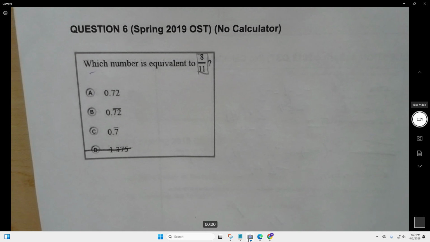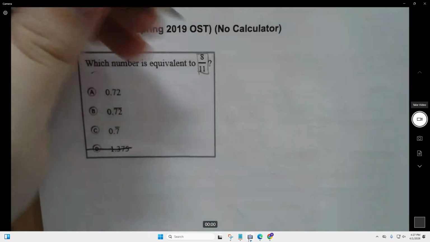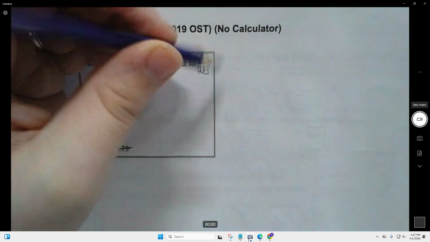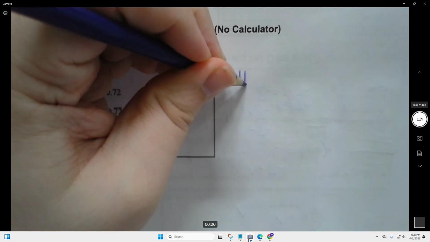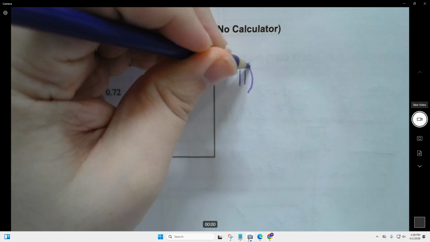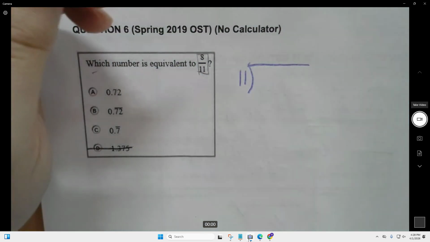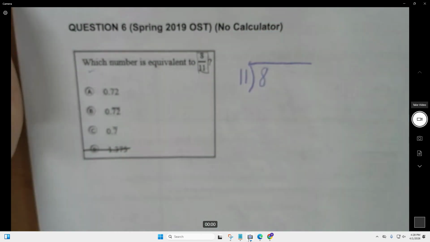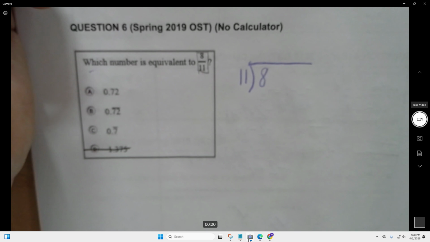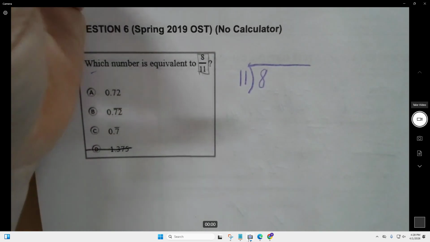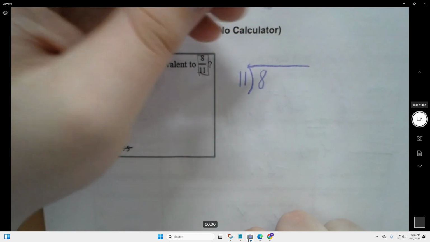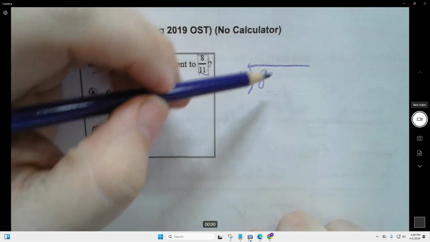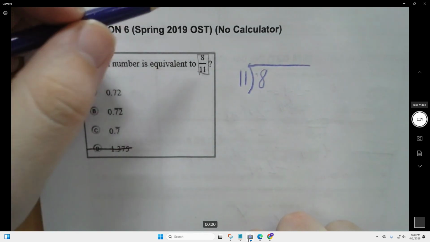So let's do some long division. Remember, when you do long division out of a fraction, the denominator is your divisor. The numerator is your dividend, the number inside the division. Okay? So, let's get to work. 11 doesn't go into 8.